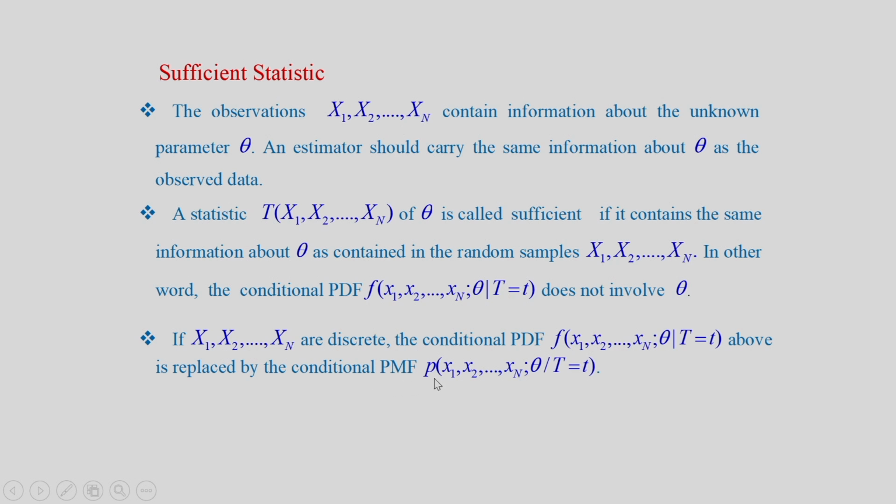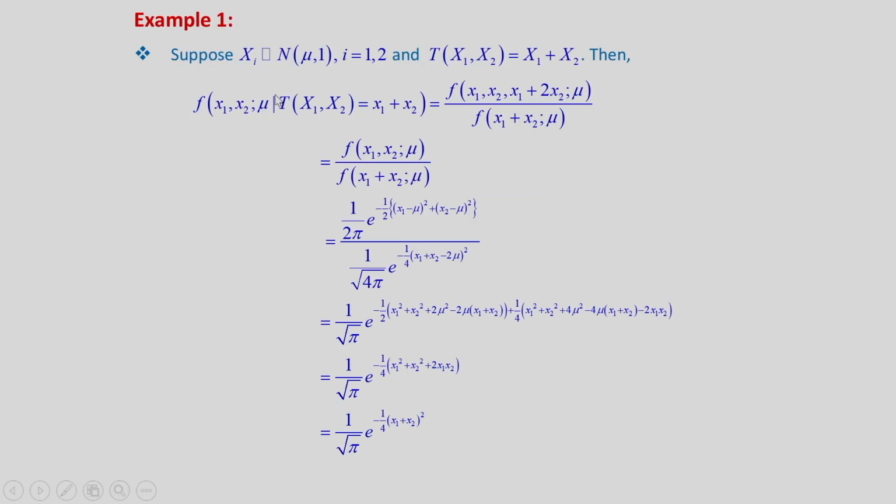So, that means in the case of discrete random variables x1, x2 up to xn, the statistic T(x1, x2 up to xn) of theta is sufficient if this conditional PMF of the data given T equal to small t does not involve the parameter theta. So, we have defined the sufficient statistic, and let us see an example.